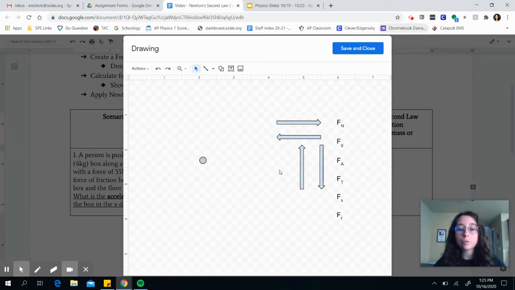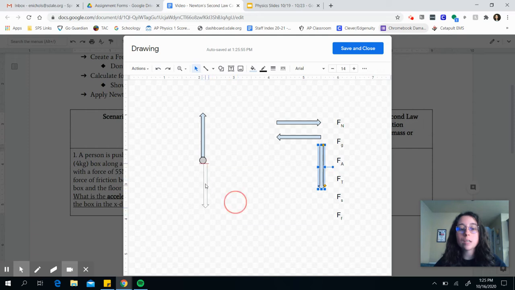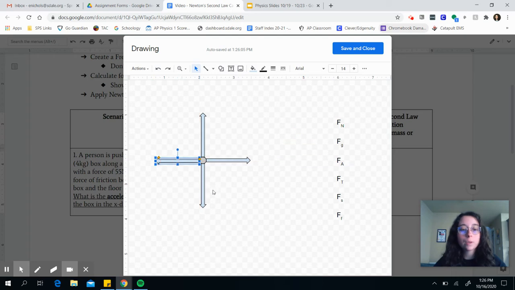Let's go ahead and make our free body diagram. I've got a force normal, a force gravity, a force applied, a force friction. We're going to need labels for that. We'll add labels, and then we'll add our numbers because I can't remember the numbers off the top of my head. We need an FG, an FA, and an FF for force of friction. I don't need a tension or a spring, so I'm going to delete those. Now let's add our values.